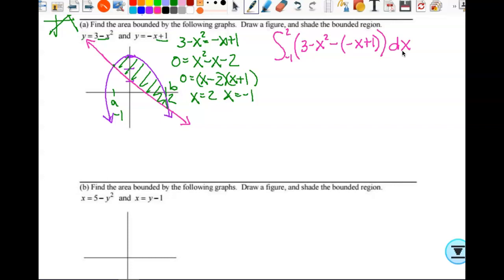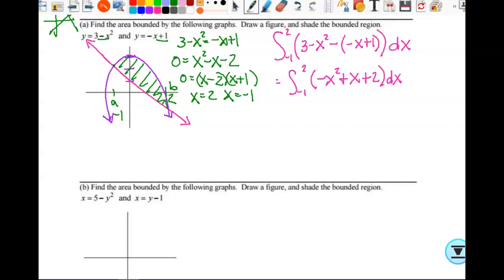Okay, so now I'm just going to simplify what's in those parentheses there. So this is equal to the integral from negative 1 to 2 of negative x squared plus x plus 2 dx. We good? Ask me a question if you got one. All right. So now, is this a pretty simple thing to integrate?